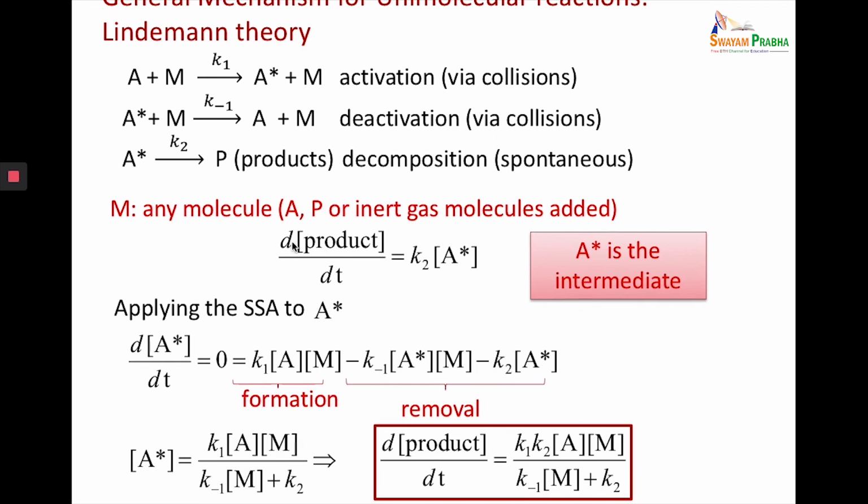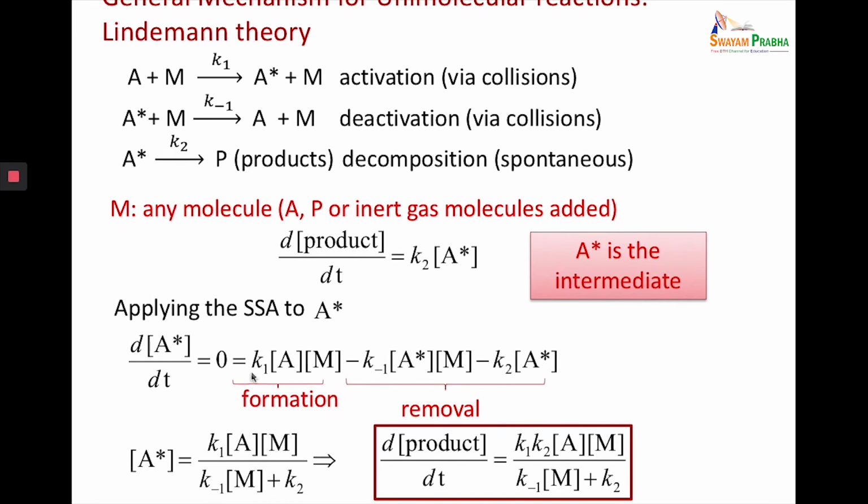So I write down the rate law, which is d product by dt is equal to K2 into A star, because product is formed in the third step. Now we know that A star is the intermediate because it is being produced and then consumed during the course of the reaction. So we can apply the steady state approximation to A star.